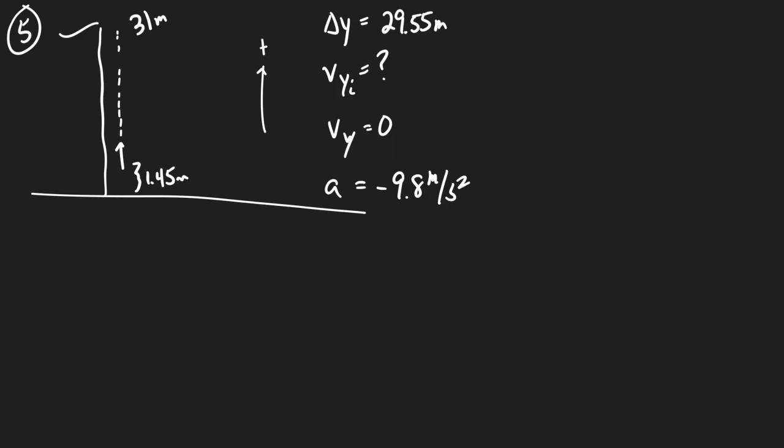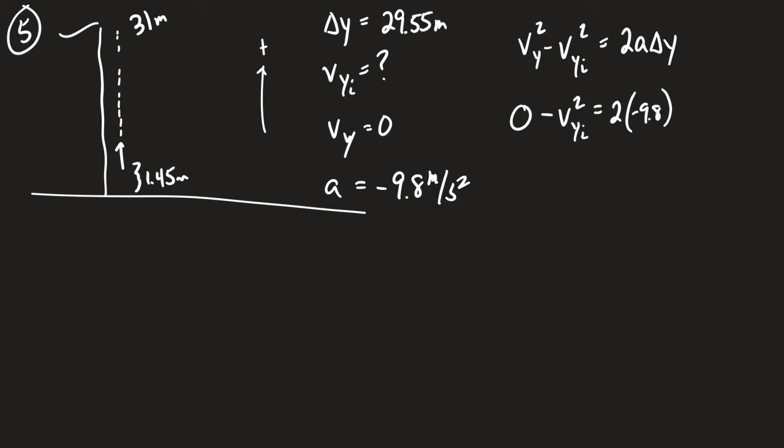I want to figure out how fast this bow launches arrows. So I'm thinking Vy squared minus Vy initial squared equals 2a delta y. So 0 minus my unknown launch velocity squared equals 2 times negative 9.8 times 29.55.